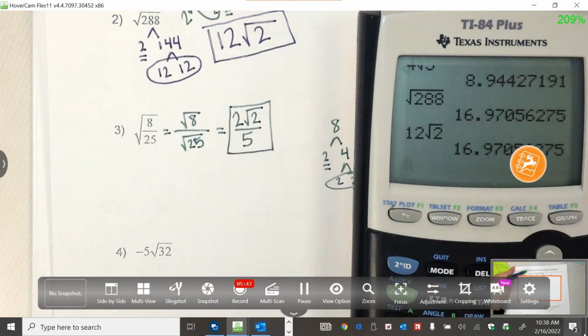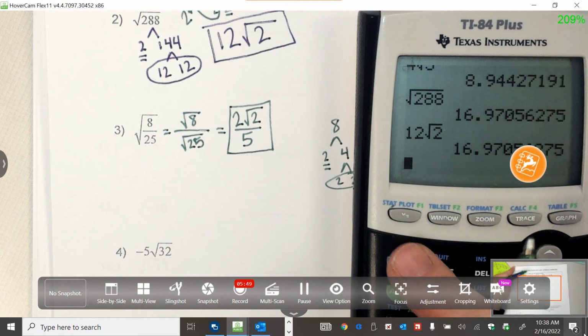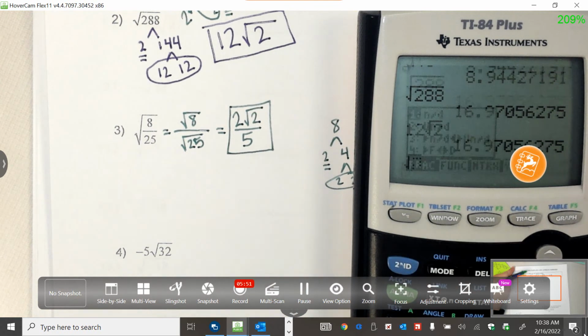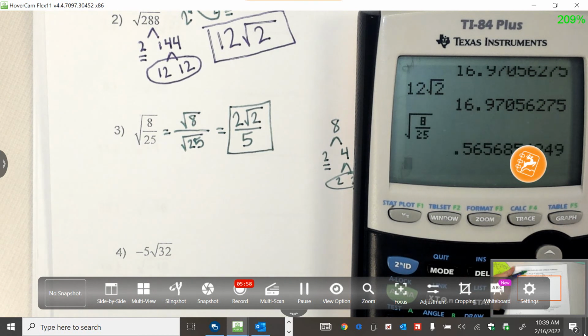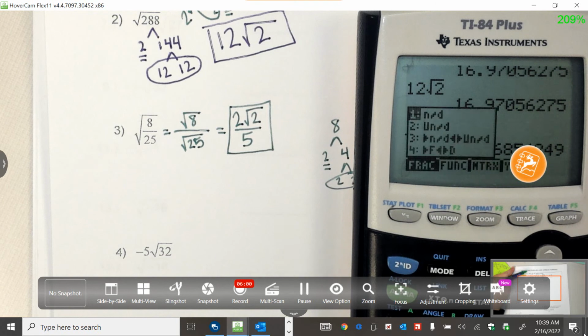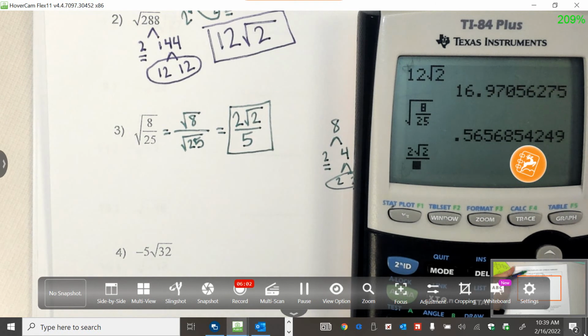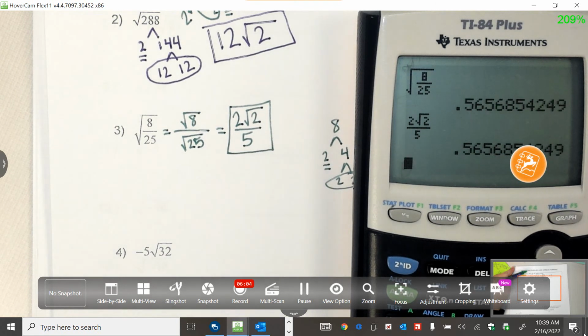Now, if you remember in these calculators, you can do alpha y equals enter, and it'll give you a fraction. So I could do 8 over 25, and then I could do alpha y equals enter, 2 square root 2 over 5. Are they equal? Yes, so I did it correctly.